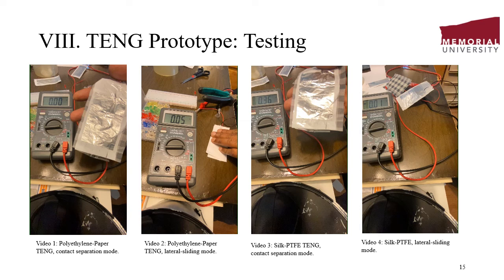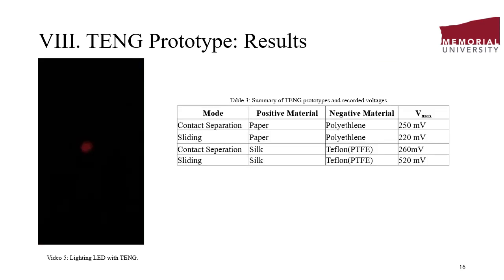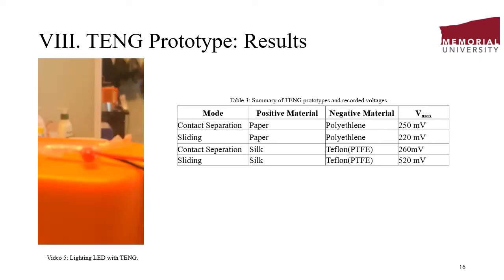And then we moved on to our results. As you can see in the graph, the Teflon and silk gave the better result, and of course we observed one thing. We observed that sliding mode gave us a higher voltage than the contact separation mode. So actually we assume that when we are doing sliding, we exerted more pressure than in the contact separation mode.